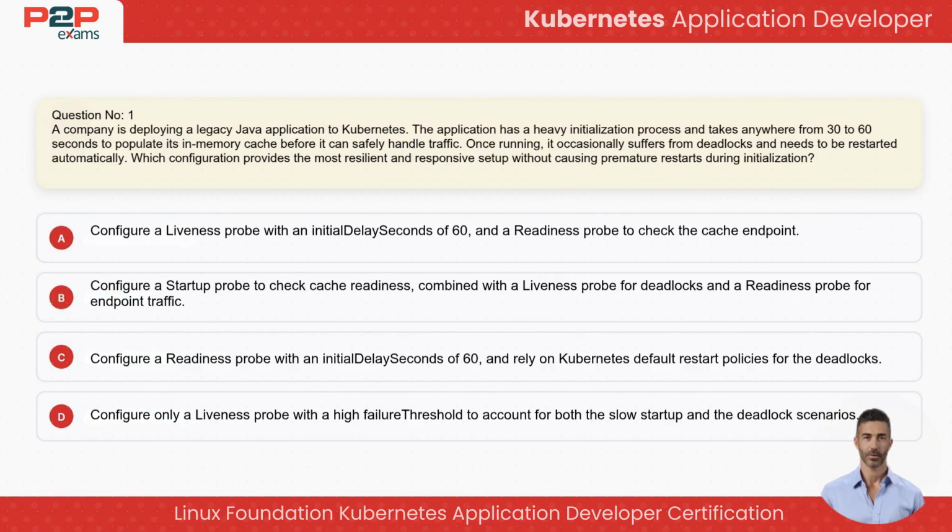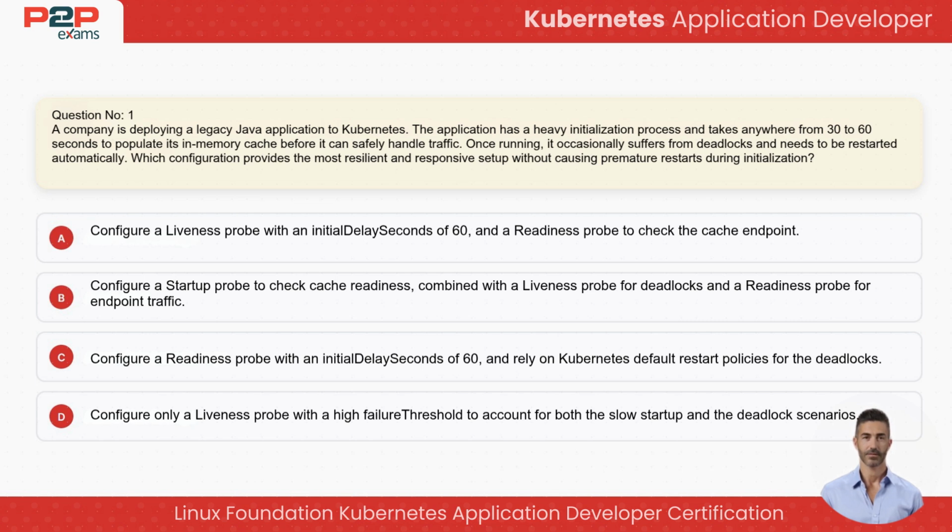Question number 1. A company is deploying a legacy Java application to Kubernetes. The application has a heavy initialization process and takes anywhere from 30 to 60 seconds to populate its in-memory cache before it can safely handle traffic. Once running, it occasionally suffers from deadlocks and needs to be restarted automatically. Which configuration provides the most resilient and responsive setup without causing premature restarts during initialization?